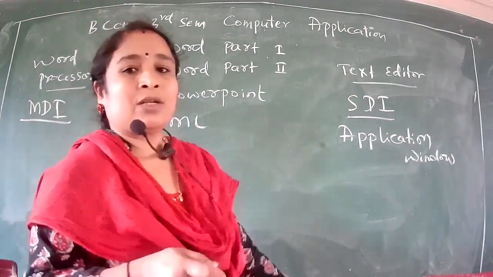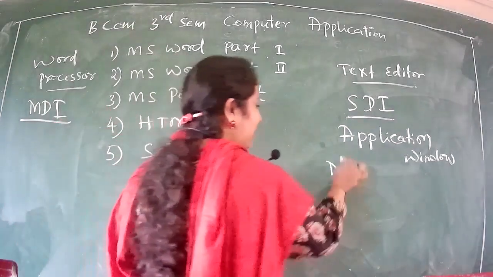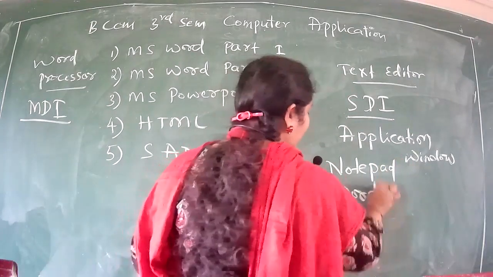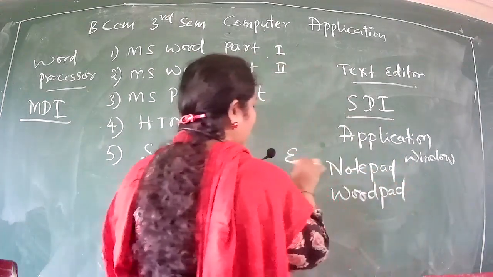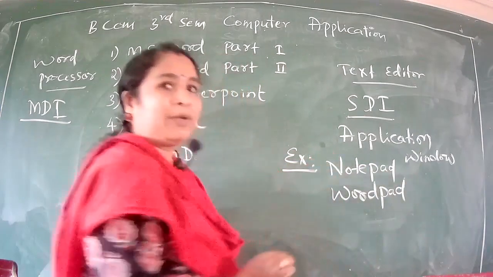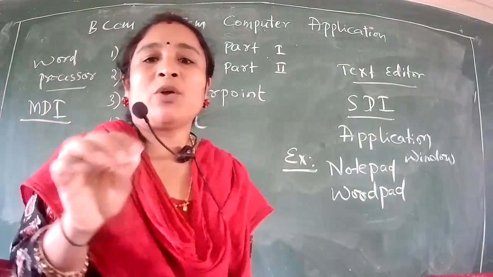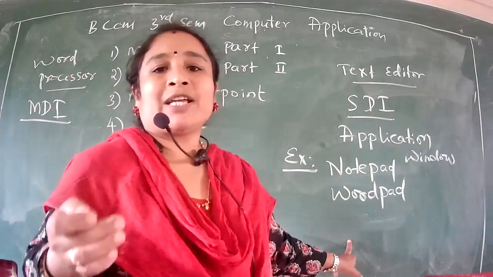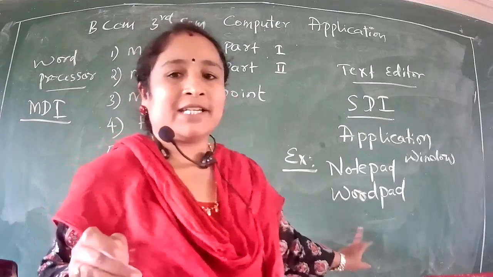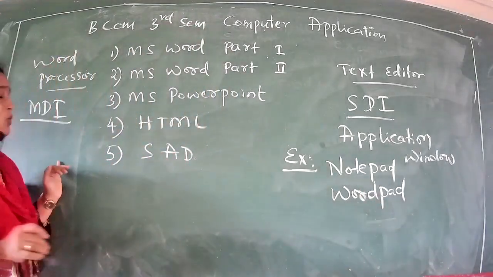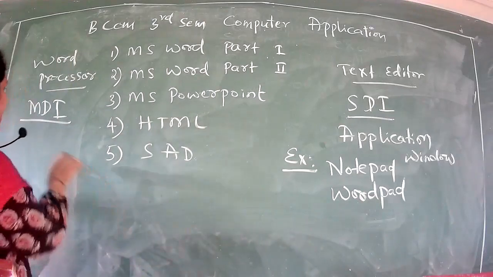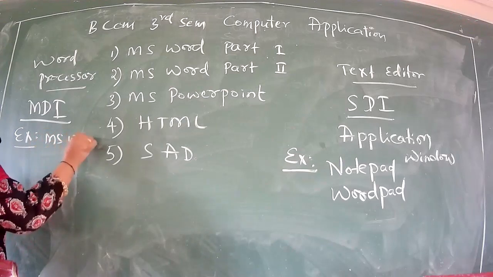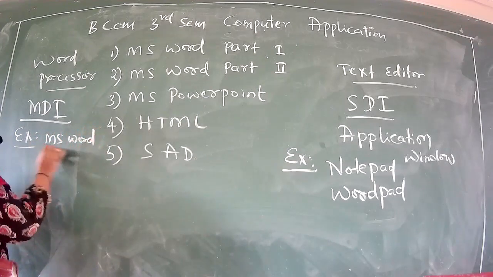For a text editor, we can give examples like Notepad and WordPad. These are examples of text editors. You already studied them in the second semester. You can open only one single file in a text editor, but in a word processor, you can open several files. Examples of word processors are MS Word, which is a component of MS Office.